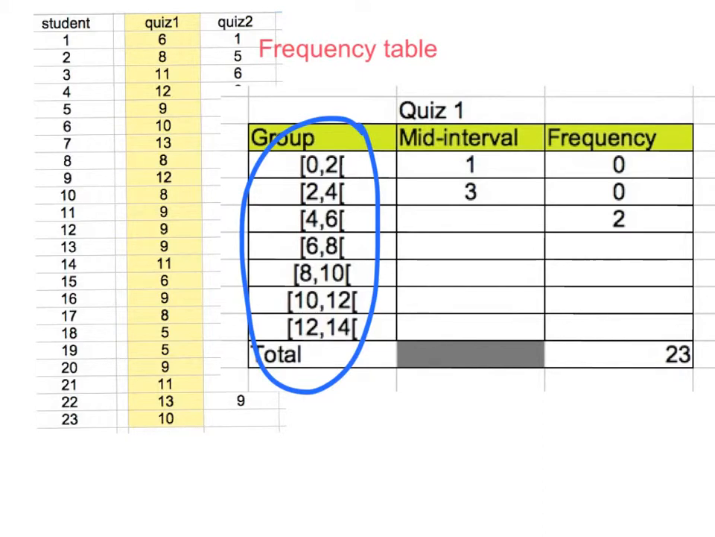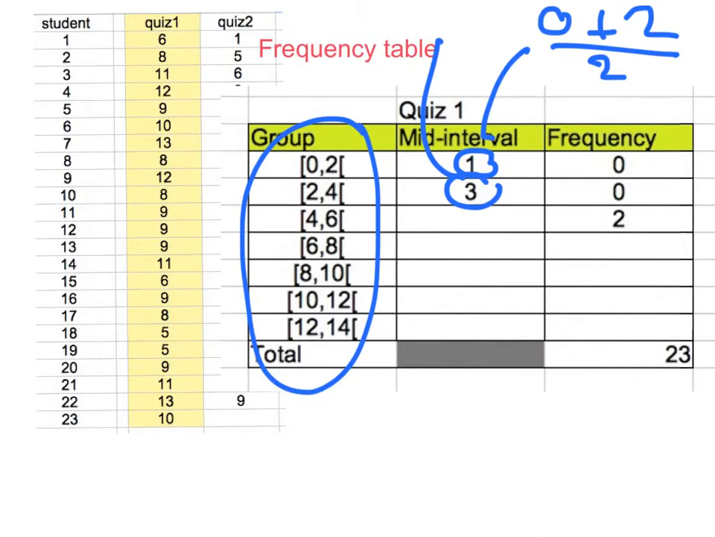So 0 to 2, 2 to 4, 4 to 6. Each of these groupings has an interval of 2 units or 2 grades. And the mid-intervals are basically the value in the middle of the group. So for example, 1 comes from 0 plus 2 divided by 2. So it's 1. 3 comes from 2 plus 4 divided by 2. So it's 6 divided by 2, which is 3.